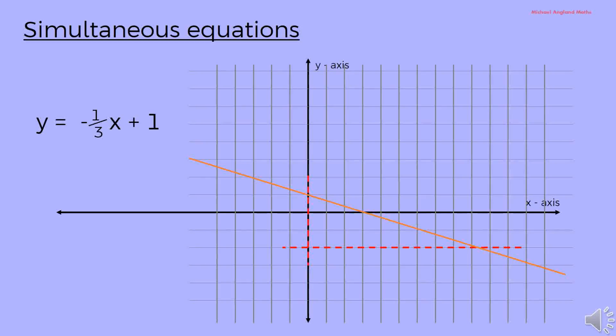Here it is. Second line we have here is y is equal to 2x minus 6. Now the y-intercept will be minus 6, so it goes through minus 6.